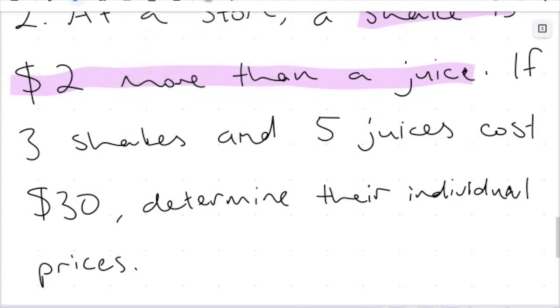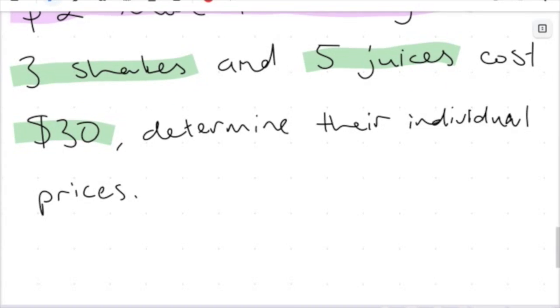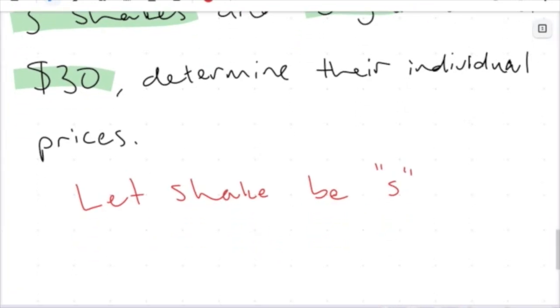Now let's keep reading. If 3 shakes and 5 juices cost $30, determine their individual prices. So I have 3 shakes as well as 5 juices. They cost $30 in total. So I'm going to first just define my variables, define my unknowns here. I'm going to let my shake be S, the pronumeral S, and then let my juice be J.